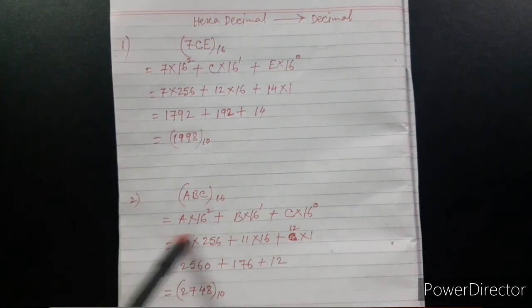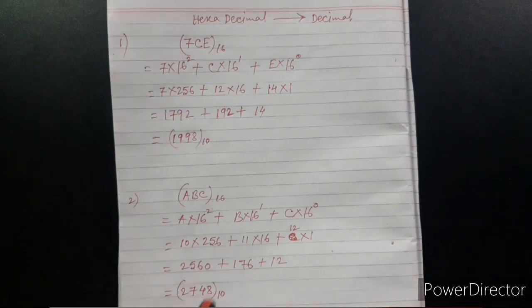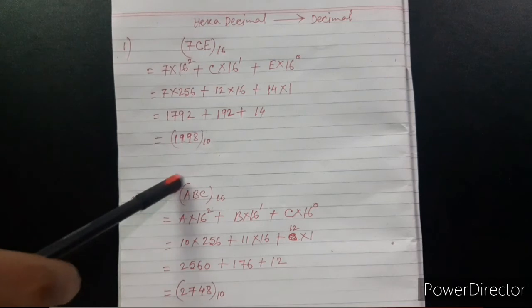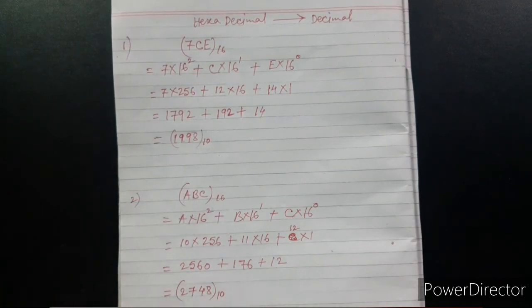Now add these three numbers, and finally we get our decimal equivalent, that is 2748. So this is the decimal equivalent of this hexadecimal number. Now the next conversion.